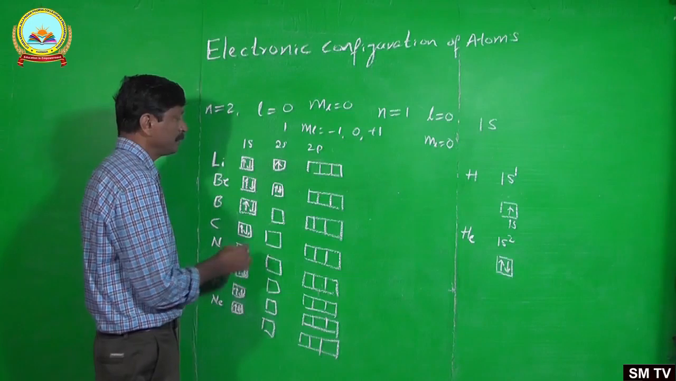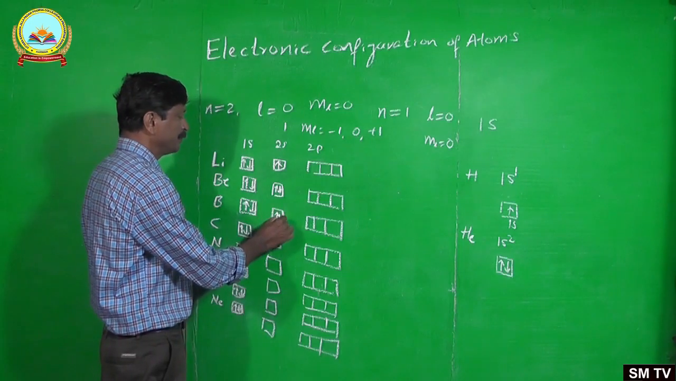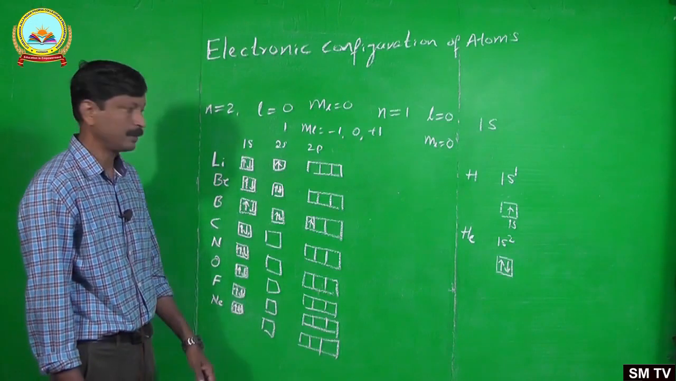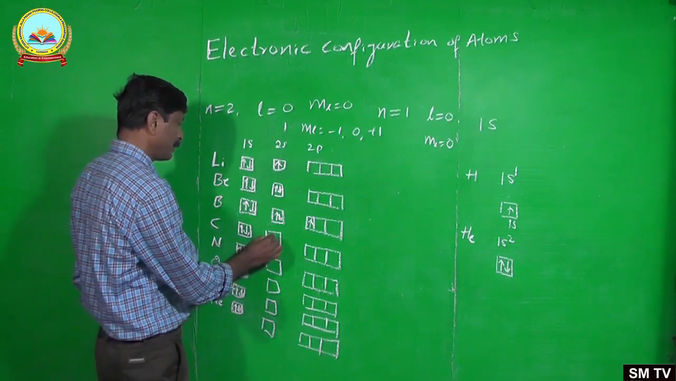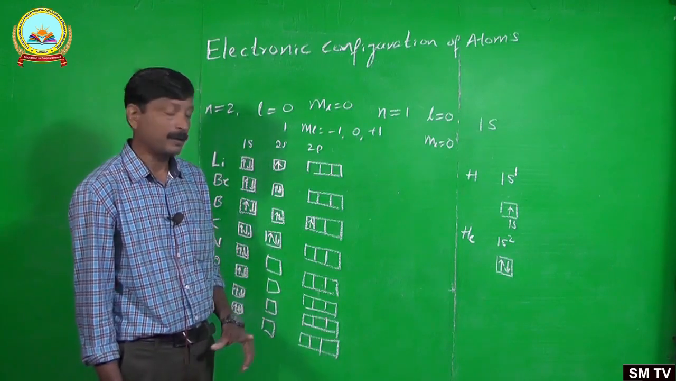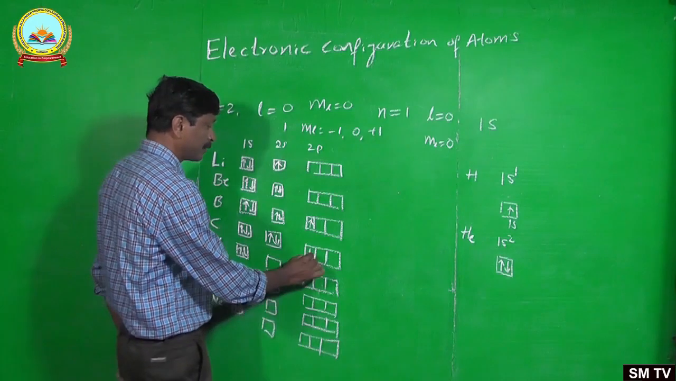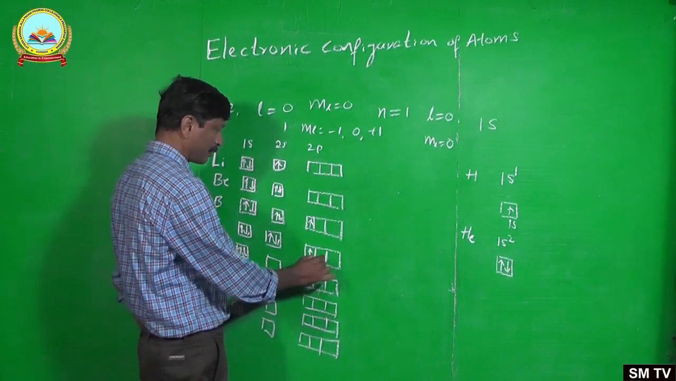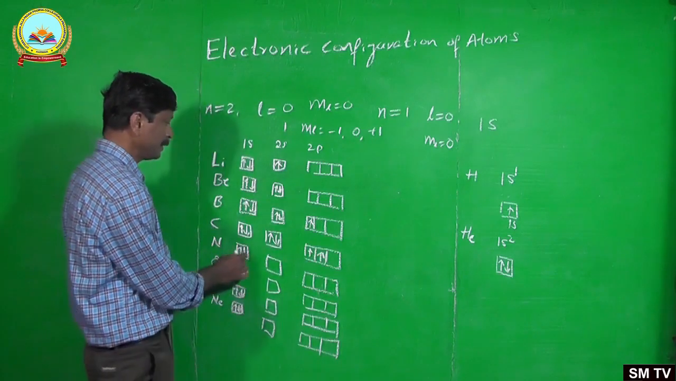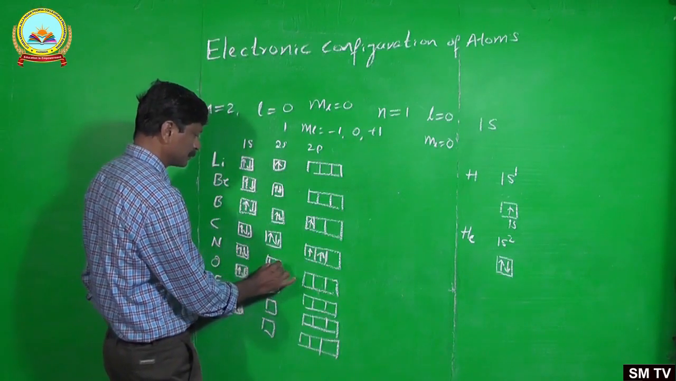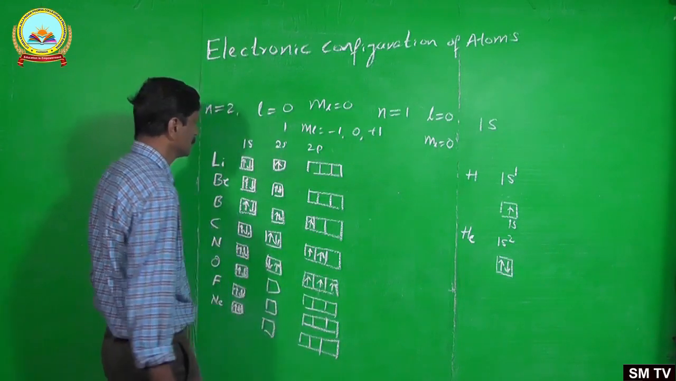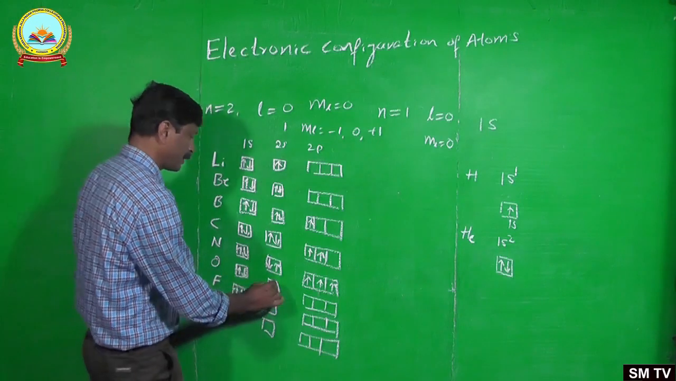Next, in boron, its atomic number is 5, which means 1 electron now enters into the 2p orbitals. Carbon's atomic number is 6. You know Hund's law: now electron pairing does not take place. The electron enters the next p orbital. In nitrogen, atomic number 7, here 1, 2, 3. And oxygen, atomic number 8.